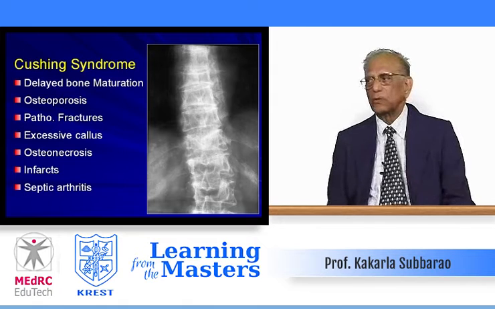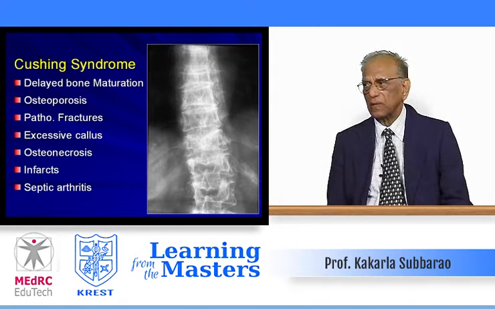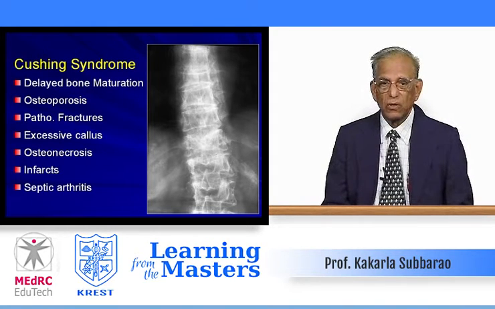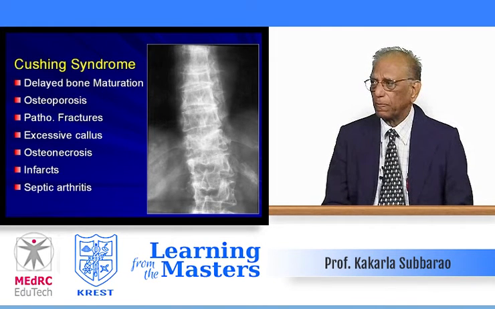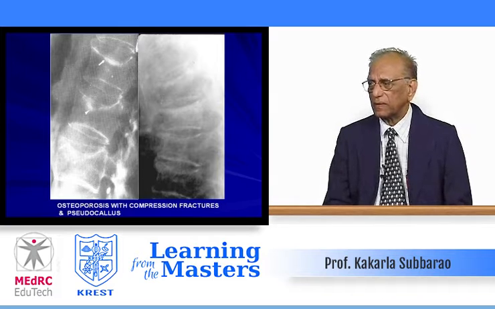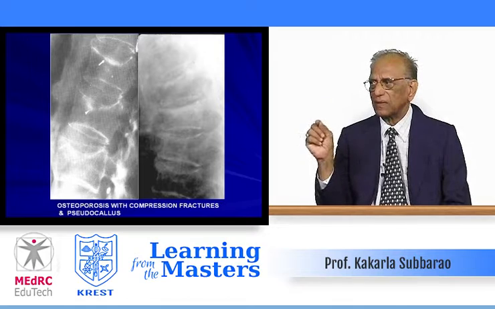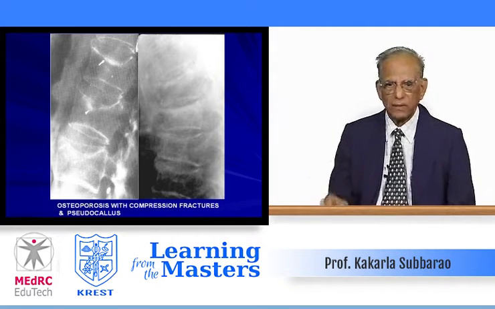Again, to go back to Cushing syndrome: delayed bone maturation, osteopenia or osteoporosis, pathological fractures, and these fractures heal with pseudocallus or excessive callus, osteonecrosis, particularly in the epiphyseal heads or metatarsal heads, infarcts, and superimposed infection indicates that there is immunological deficiency, and septic arthritis is also occasionally observed. Note the spine, osteoporosis with compression fractures and pseudocallus, density, wedging of the vertebrae with the density noted.